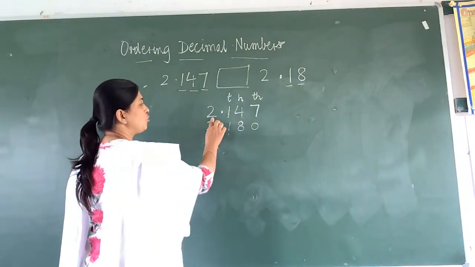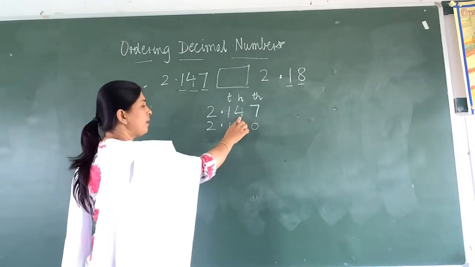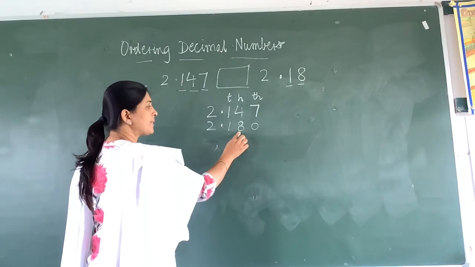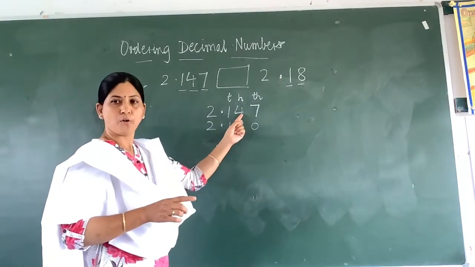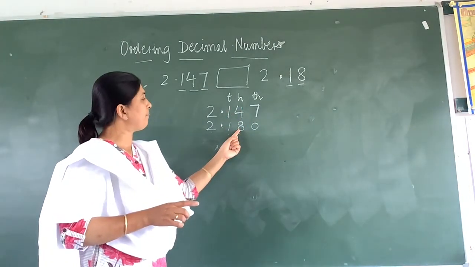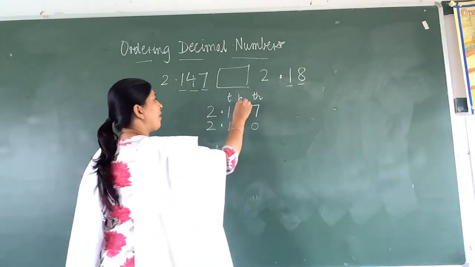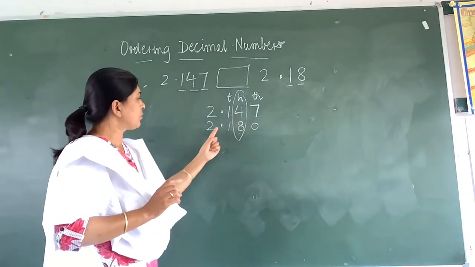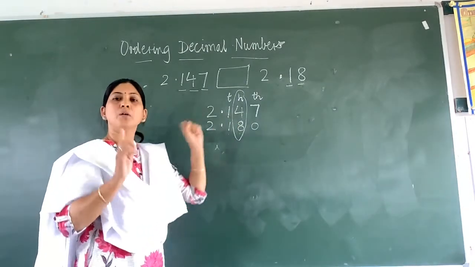Now see that in 2.147, the digit in hundreds place is 4. And in 2.180, the digit in hundreds place is 8. So which is greater, 8 or 4? We found the difference in hundreds place. 8 is greater than 4. See, we found the difference here. 8 is greater than 4. Isn't it? So that means 2.180 is greater than 2.147.